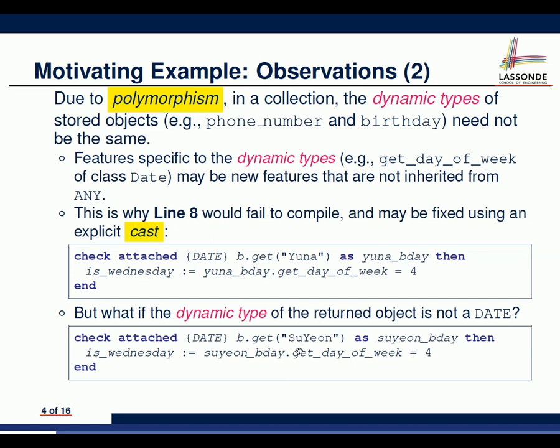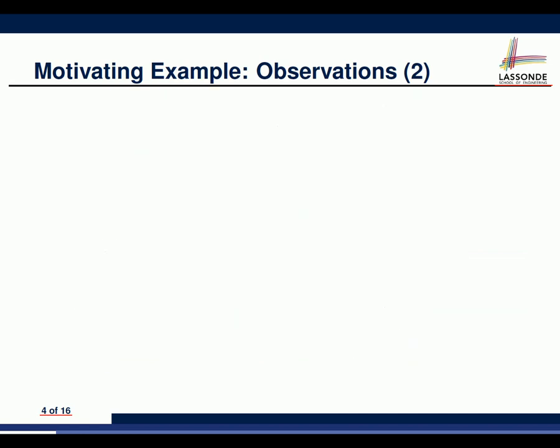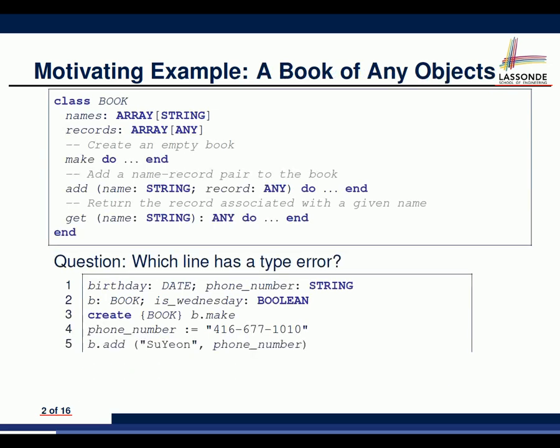Second example? Sure. You mean this one here, right? Okay, this example over here. First of all, let's talk about compilation. b.get has a static type ANY, because the return type is ANY. ANY to DATES is like going downwards. It's a downward casting. So compilation is fine. And then Suyan's birthday over here is of static type DATES, so you can say get day of week.